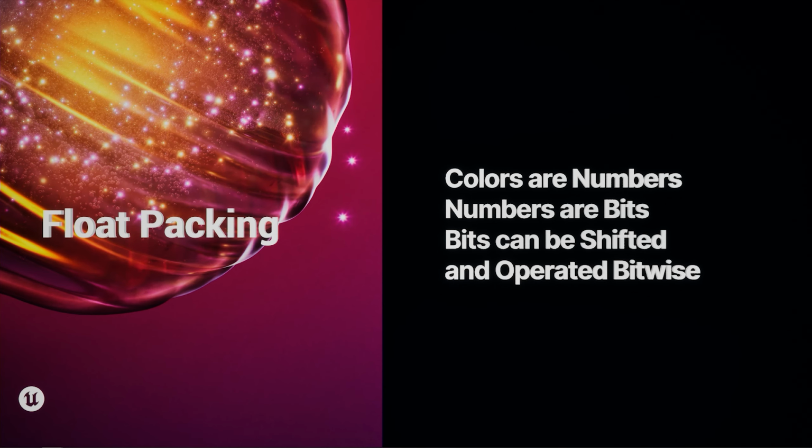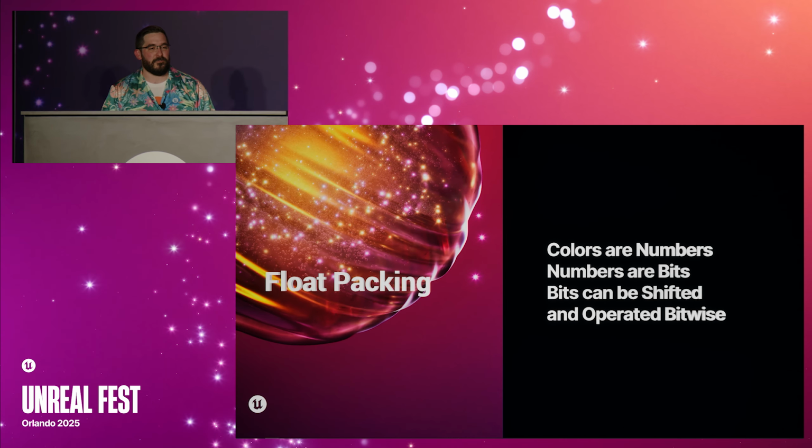So yeah, right, colors are just numbers, and numbers are just bits, and bits can be shifted and operated on bitwise, as opposed to, like, you don't have to treat it as an array of 32 floats. You can just treat the thing as itself.